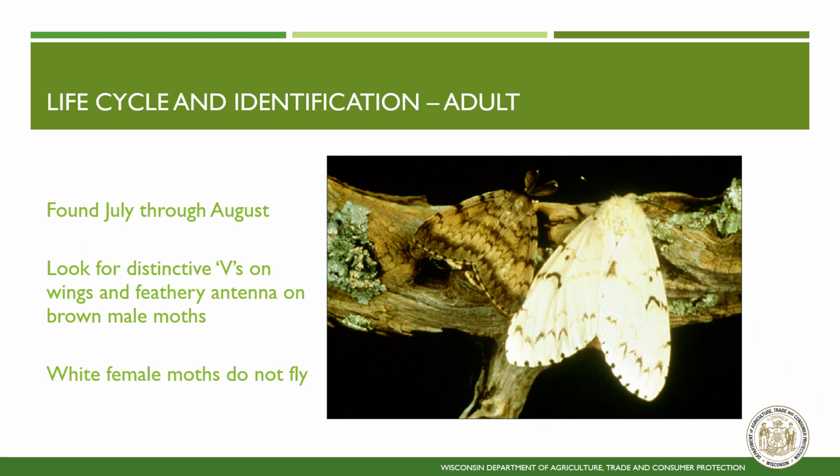Once a male moth homes in on a female moth, they mate. Female moths then find a sheltered area in which they lay their eggs. After mating, adults die within a couple of weeks.